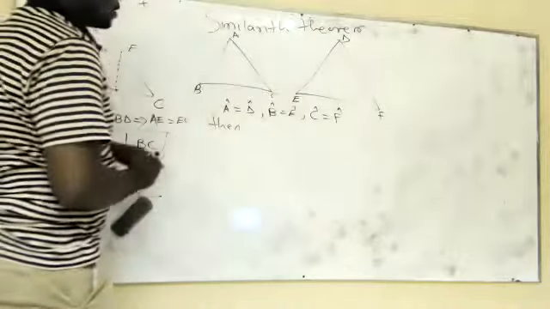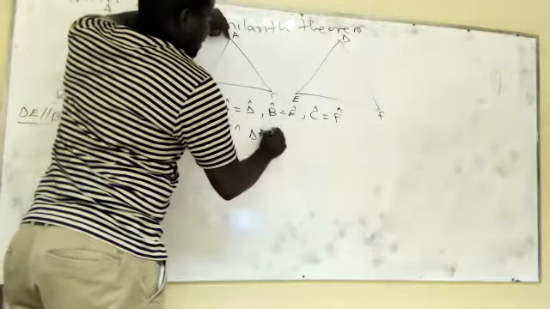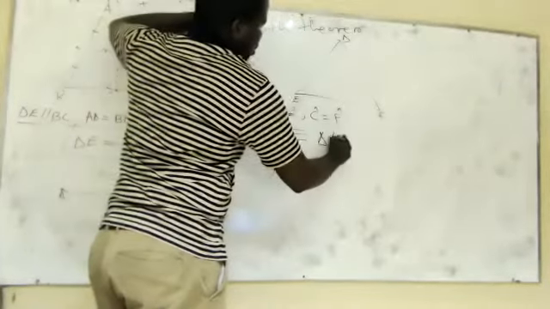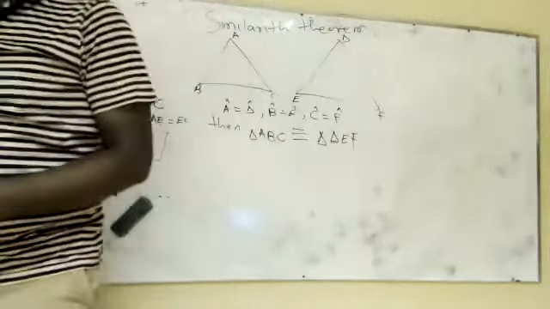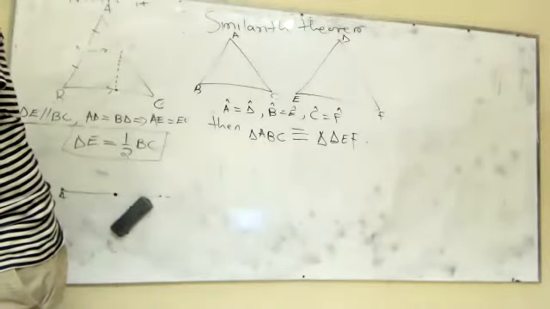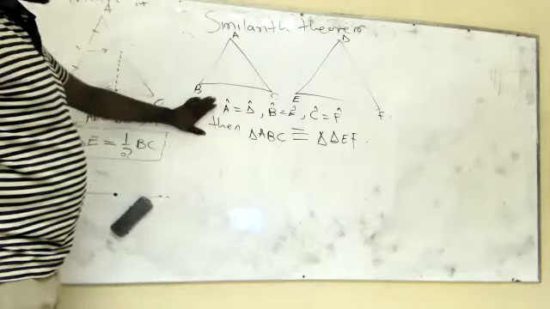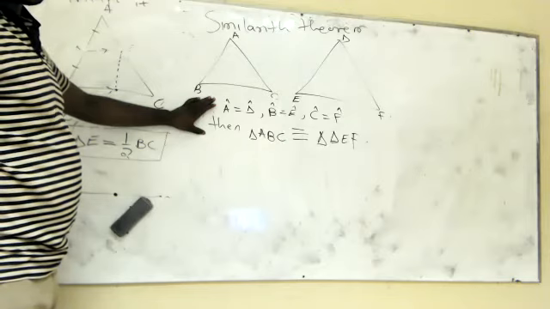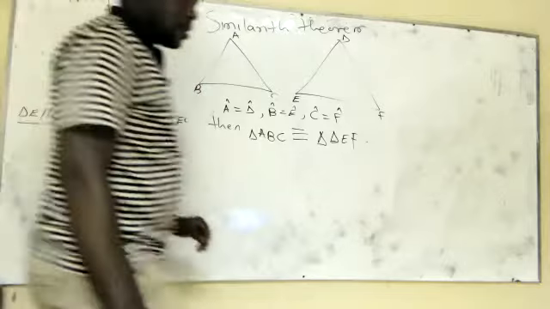So if that is the case, then we can say that triangle ABC is similar to triangle DEF. As simple as that. This is the simplest theorem which you're going to come across in this chapter. Are we all together with regard to this theorem I've introduced just now? Are we all together? I have a question.